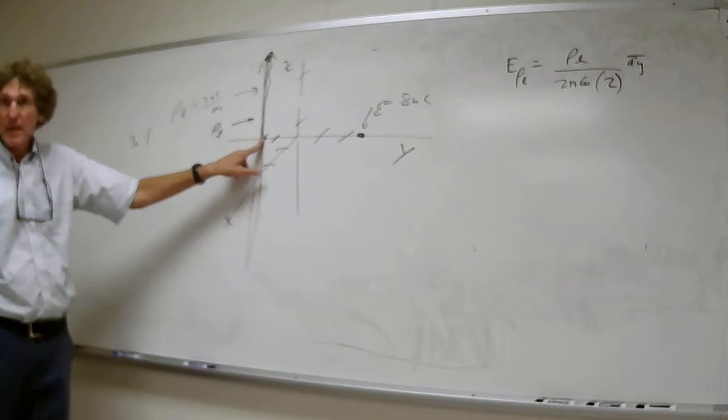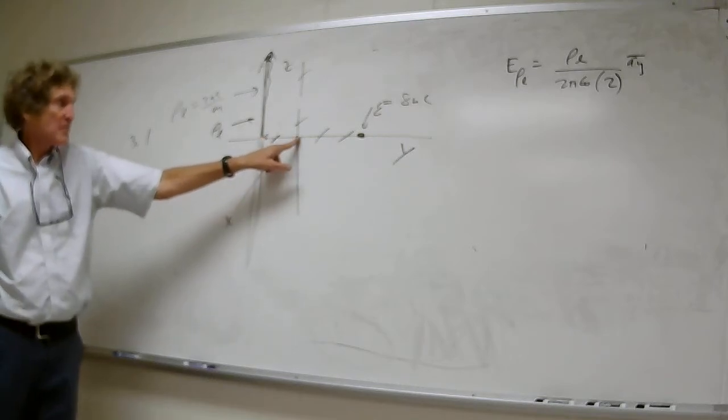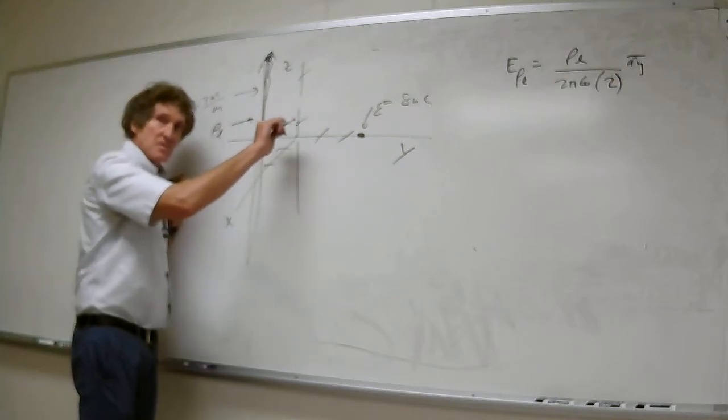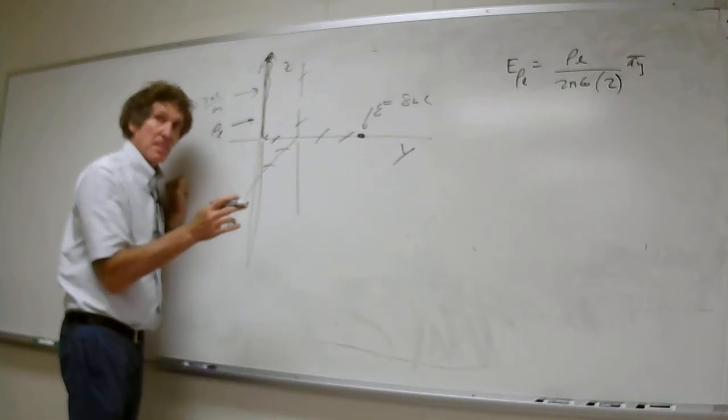Y'all with me? And here, for that one, if you look at that, that has to give me a positive field at the origin. It has to be in the positive y direction. The electric field is going to point radially away and be in the positive y direction. Do y'all agree with that?